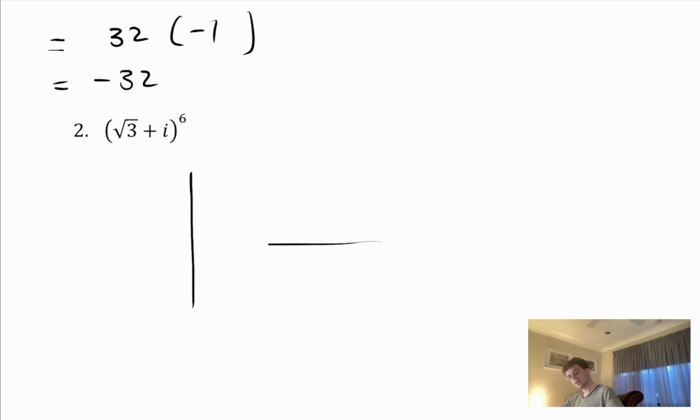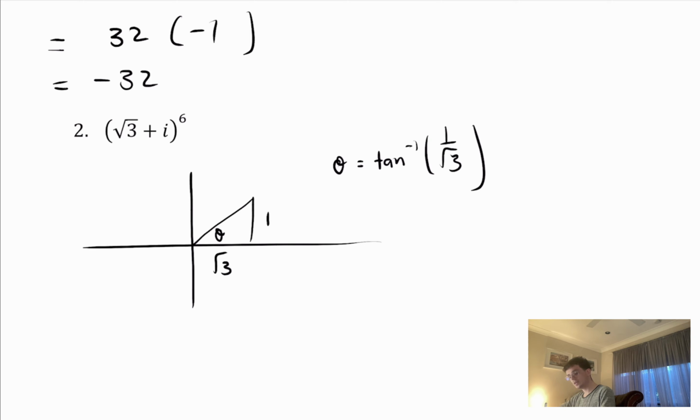So we draw a quick diagram. We've got a real component of root 3 and an imaginary component of 1. And if we do tan inverse of that, theta is tan inverse of 1 on root 3. We get pi on 6. And the modulus of that, mod z, is the square root of 1 squared plus root 3 squared, which is 4, so the square root of 4 is 2.